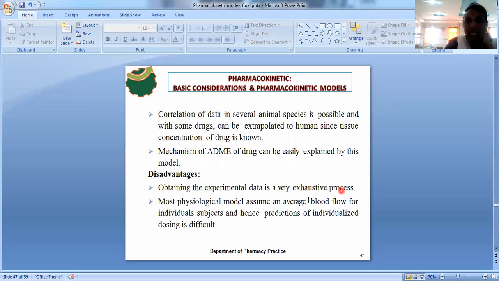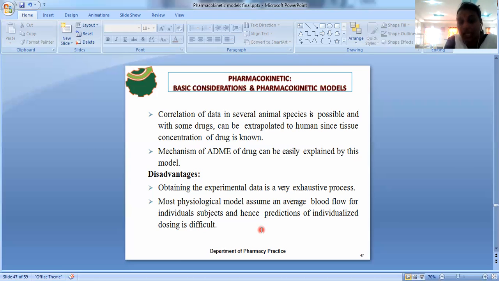exhaustive process. And apart from that, most physiological models assume an average blood flow for the individual subjects, and hence the prediction of individual dosing is difficult. Each and every individual will have the tissues grouped under the tissue, that is, the kidney, liver, everything will be considered. But that particular tissue size, blood flow, and permeation characteristics will differ from one individual to another. In such cases, consideration of these physiological models for the quantitative estimation of individual dosing is somewhat difficult.